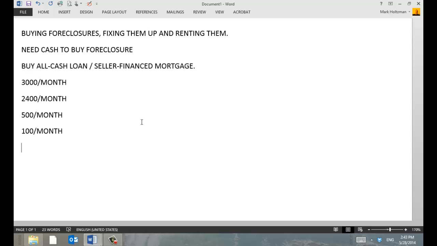You don't need startup cash. I got in without paying a penny of my own money. The seller is paying for the house. So I got in without any of my own money. What else? The upside. How am I going to make money on this now?